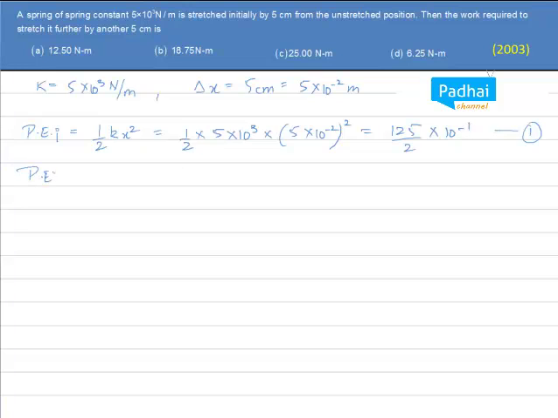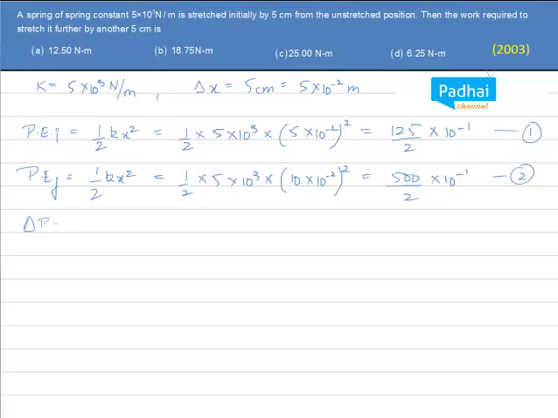Now, what is the final potential energy? Total extension will be what? 5, and 5 was initially, so total extension will be 10. So that means half kx square. This will be equal to what? Half into 5 into 10 raised to the power of 3 into 10 into 10 raised to the power of minus 2. This is the total extension whole square, right? So this will come out to be 500 by 2 into 10 raised to the power of minus 1, right? So this is the final potential energy.